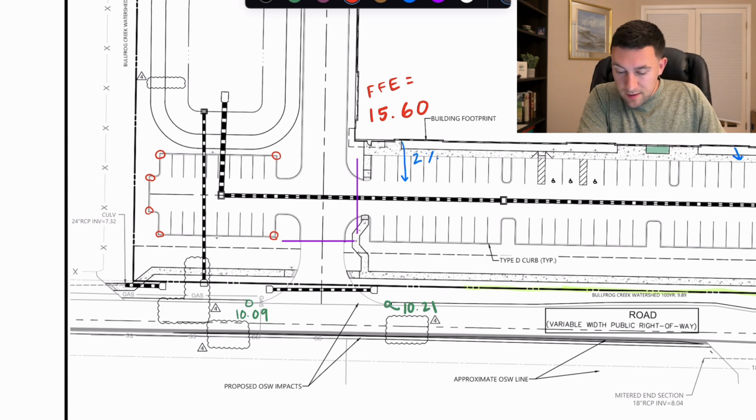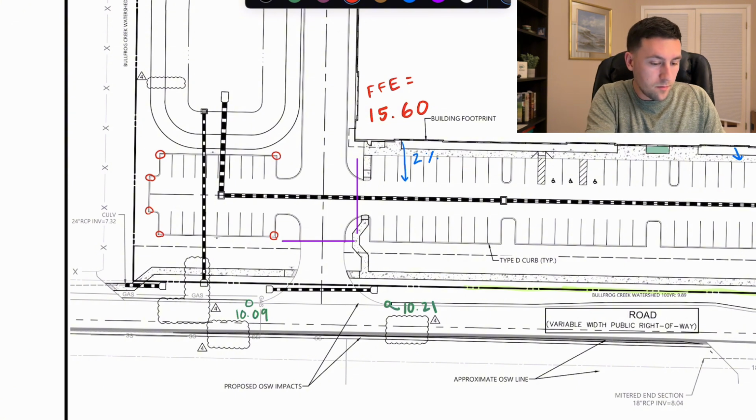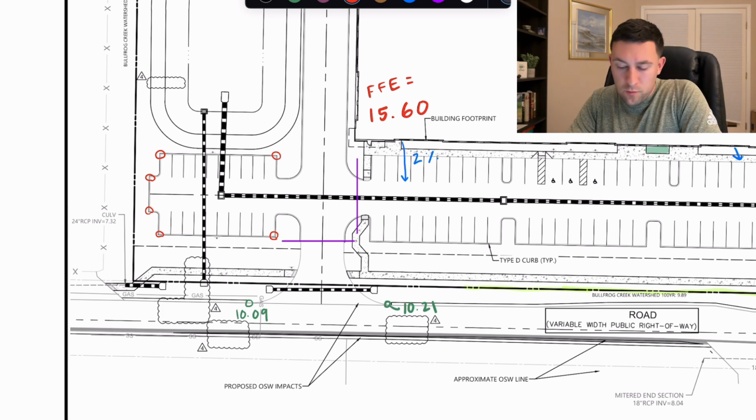So how many feet do we have? We have 10, we got 19, we got 12. 10 plus 19 plus 12. So that's 41 feet. So let's do 41 times 0.02. So that's about a 0.82 drop. A 0.82 drop from 15.6. Let's do that math. That's about 14.78. So for now, I'm going to call that grade 14.75.